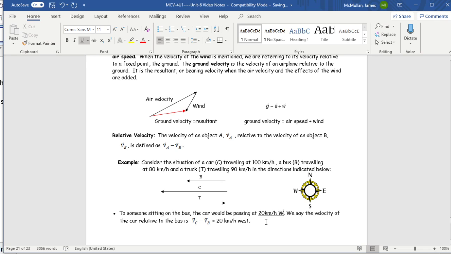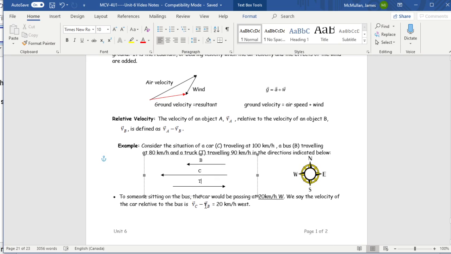west, right? Now, on the other hand, to someone sitting on the bus, how quickly would that truck be approaching you? The truck is traveling 90, but you are traveling 80 towards the truck. So the truck appears to be coming at you at 170, right? This is why traffic coming at you always seems to be traveling much more rapidly than traffic around you, right? It's just a trick of assuming that you're not moving. Okay, so to someone sitting on the bus, the car would be passing at 20 kilometers an hour west. We say the relative velocity is 20 kilometers an hour west.